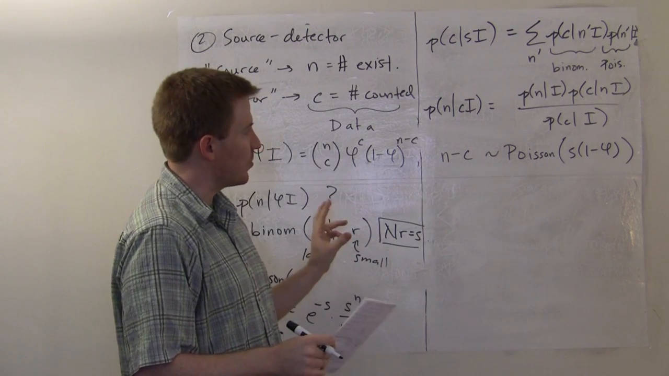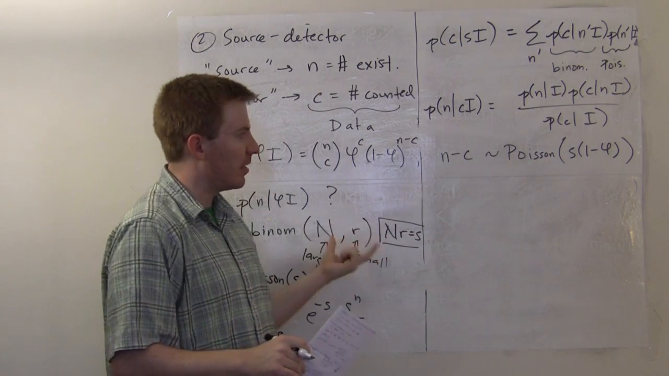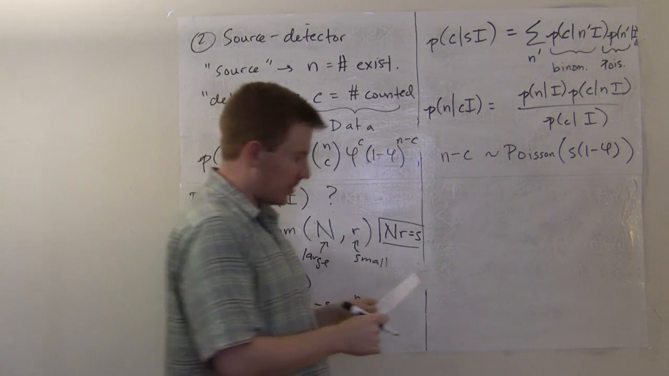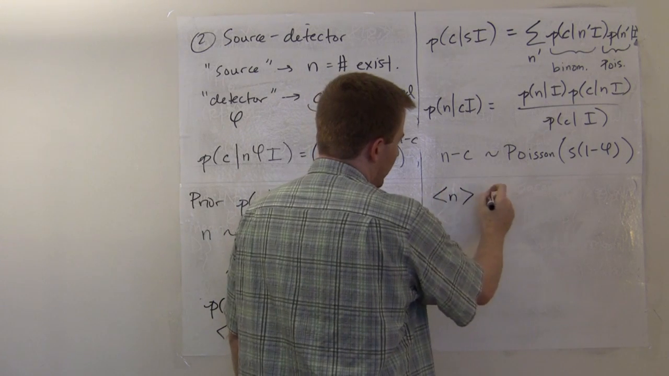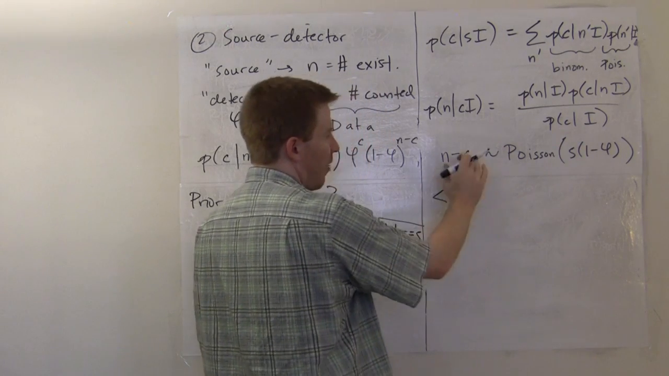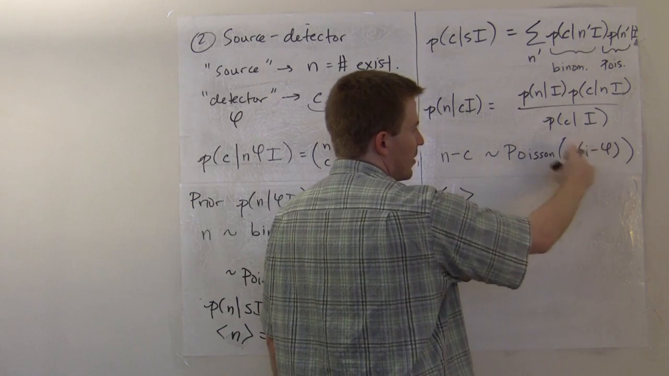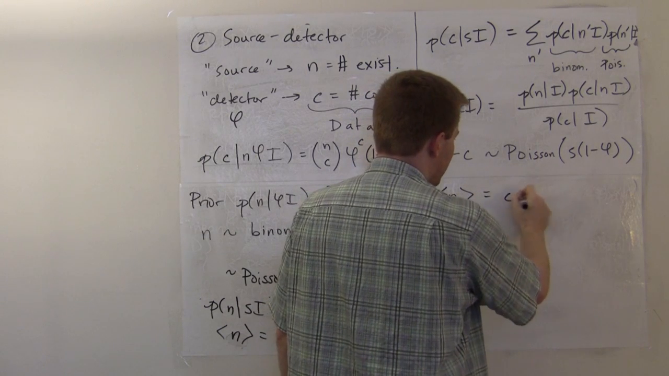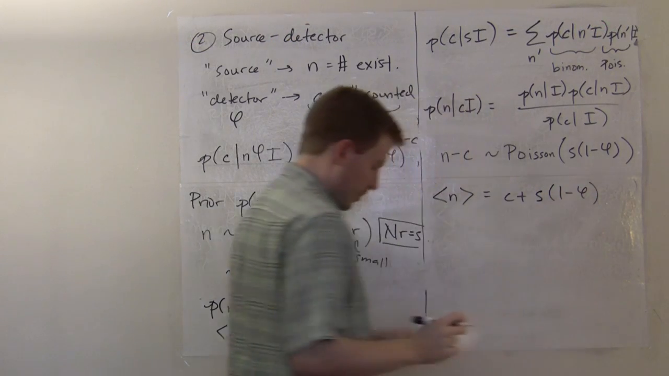It's a little bit of a surprising result. It actually comes from a property of the Poisson distribution, I think called Poisson thinning or something like that. What this means is that the average of the distribution for n is just C plus the mean of this Poisson distribution for the number that remain uncounted, so however many we counted, plus this parameter in the Poisson distribution: C plus S times 1 minus phi.